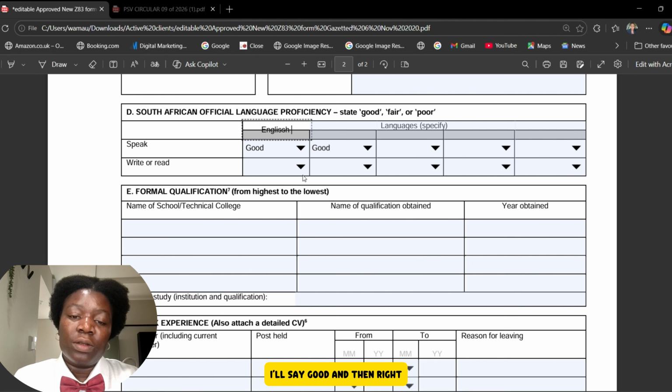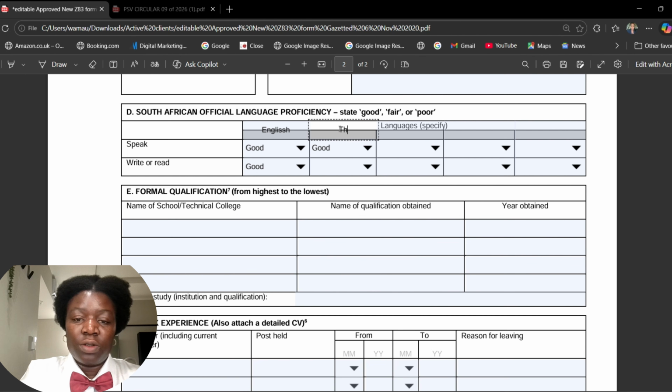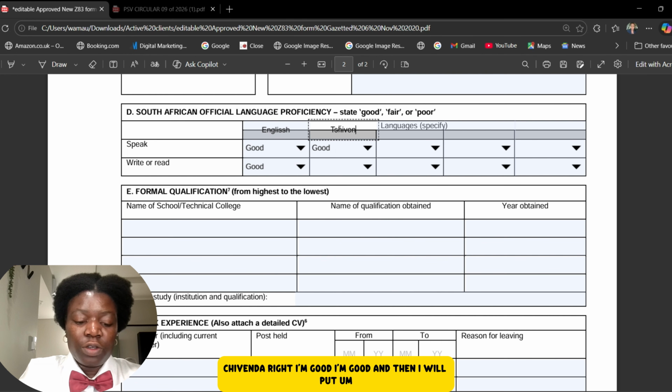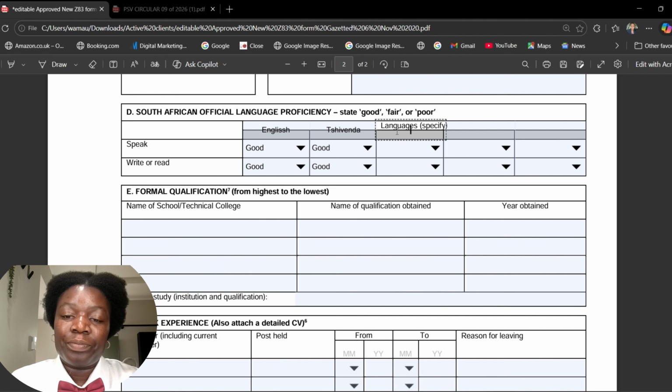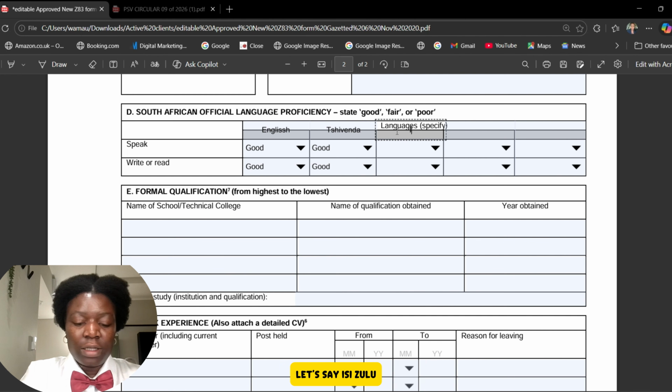Right, how good are you? I'll say good. And then right, I'm also good. And then my home language, Chivenda. Right, I'm good. And then I will put, let's say, isiZulu.